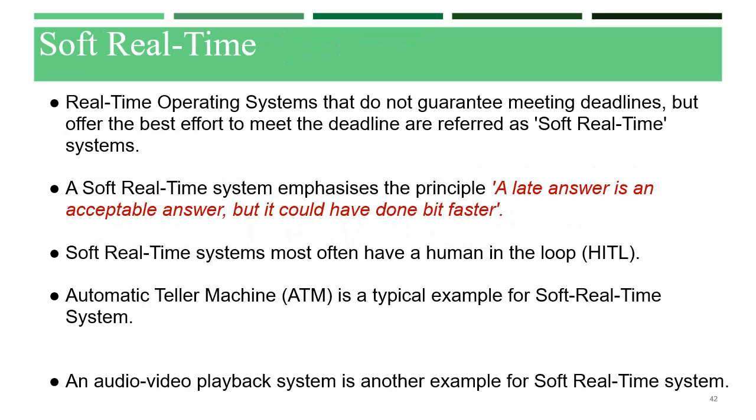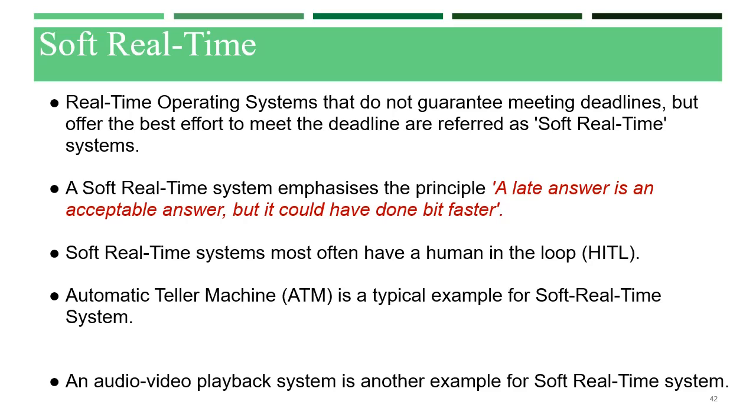Soft real time. Real time operating systems that do not guarantee meeting deadlines but offer the best effort to meet the deadline are referred to as soft real time systems. Missing deadlines for tasks is acceptable for a soft real time system if the frequency of deadline missing is within the compliance limit of the quality of service. A soft real time system emphasizes the principle: a late answer is an acceptable answer, but it could have been done a bit faster. Most soft real time systems have a human in the loop.